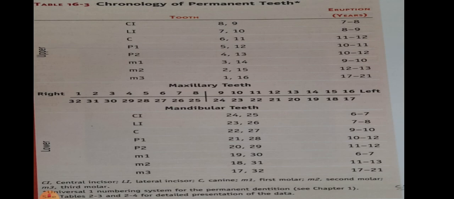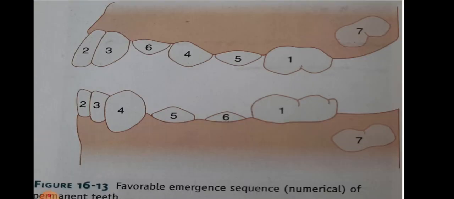This is the result of the difference in eruption timing of the canines in the two arches. In the mandibular arch, the canine erupts before the premolar, whereas in the maxillary arch, the canine generally erupts after the premolar.